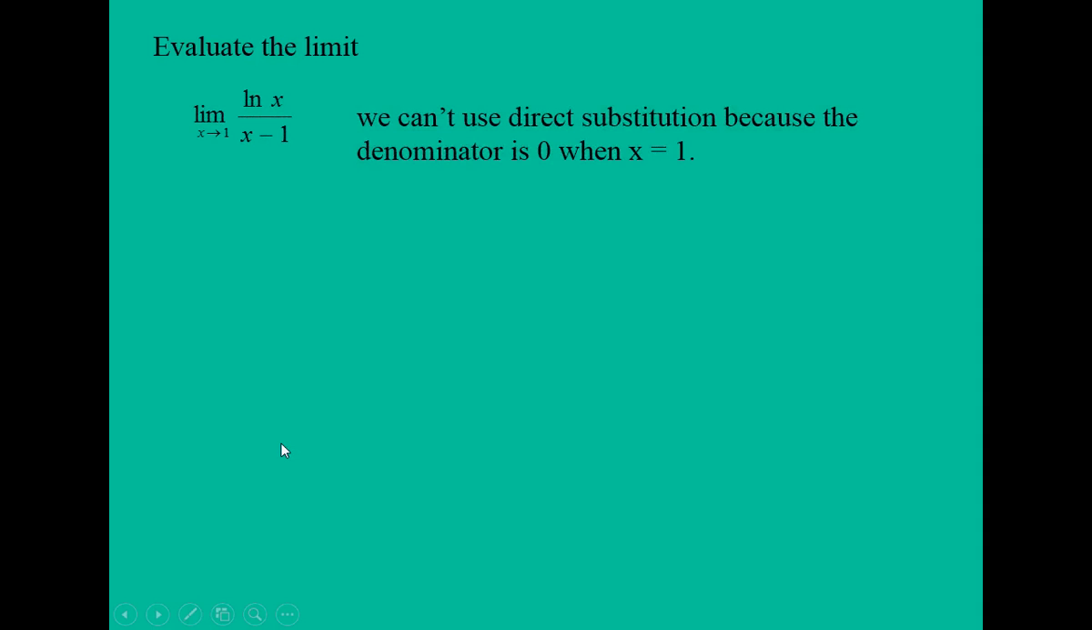So if we were looking at the limit of ln of x all divided by x minus 1, as x approaches 1, notice if we tried direct substitution, we would get ln of 1, which is 0, all over 1 minus 1, which is 0. So we would get the indeterminate form 0 over 0.